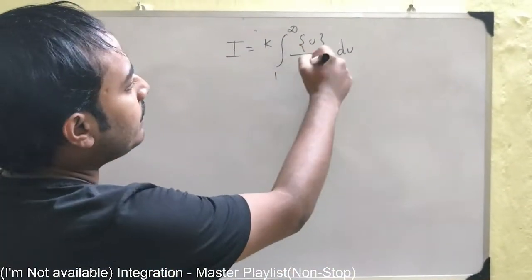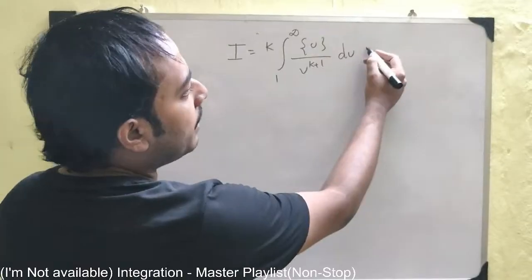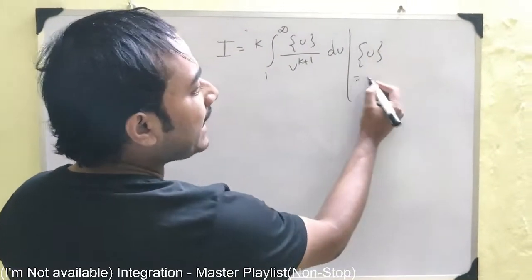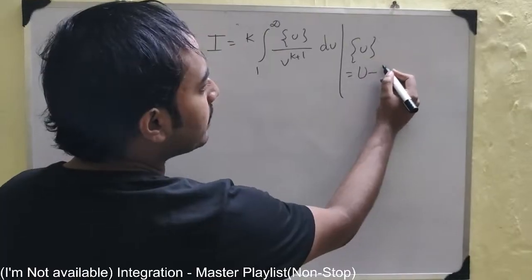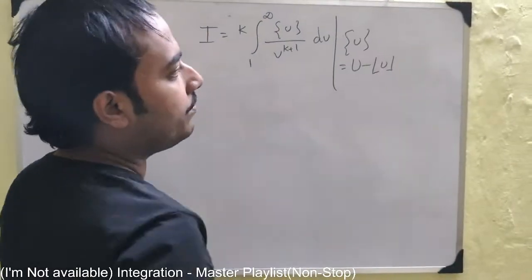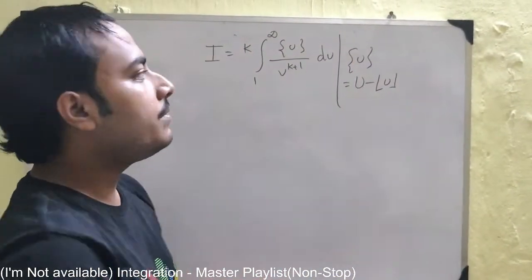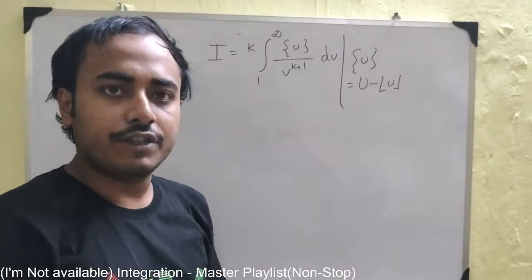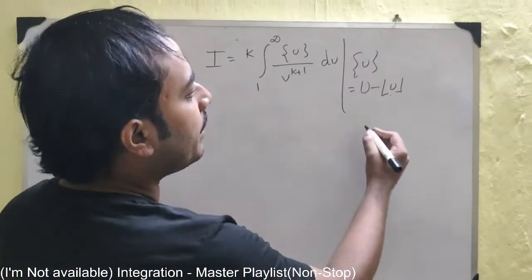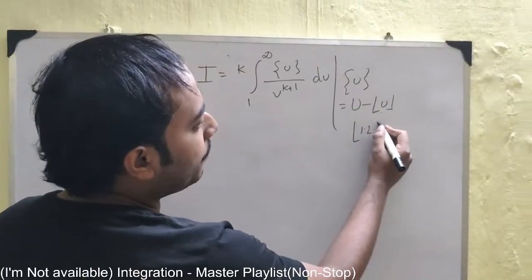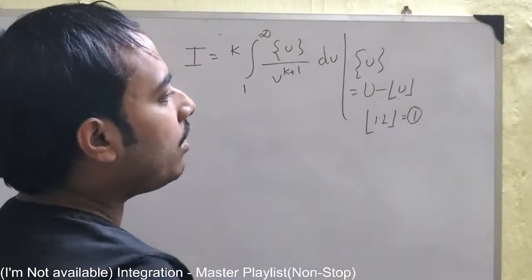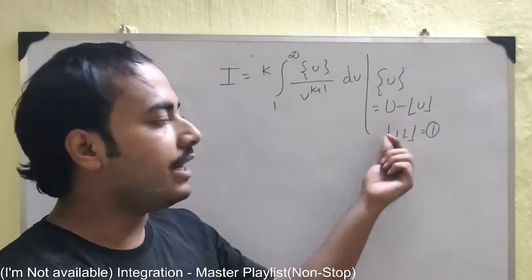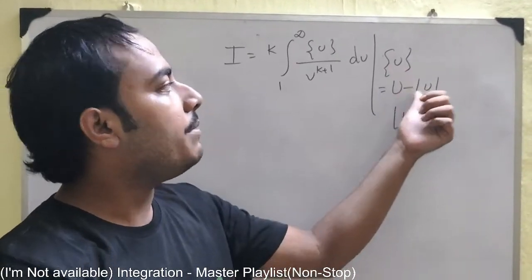Now in this integral, the important property to notice is that fractional part of u can be written as u minus the integral part of u. This is the property of fractional parts. Now the integral part of u is basically given by the greatest integer function, and you know that for greatest integer functions, if you put in 1.2, it will give you simply 1. It will always give you the greatest integer less than or equal to the given number. So that is why fractional part can be defined like this.